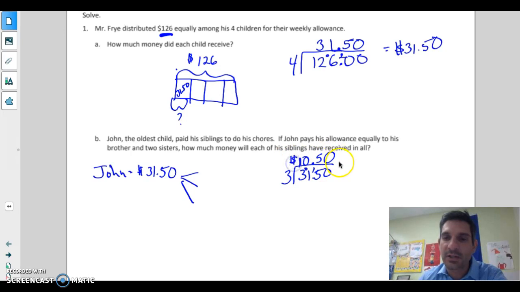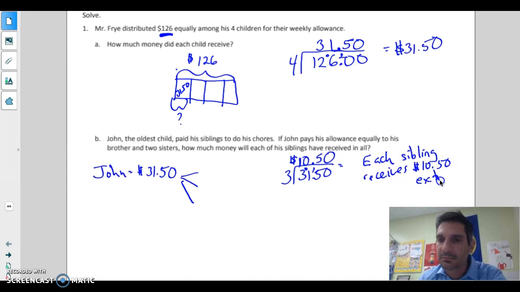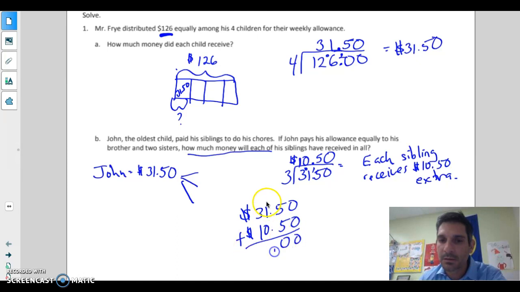So now each sibling, I like to write my work out so I know what they mean, receives $10.50 extra. Now the question says, how much will each of his siblings have received in all? Well, if they originally received $31.50 for doing their own chores, plus the $10.50 they received from John, they're going to receive $42 each.